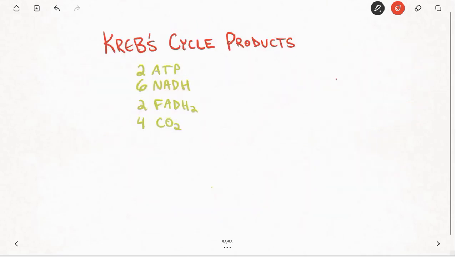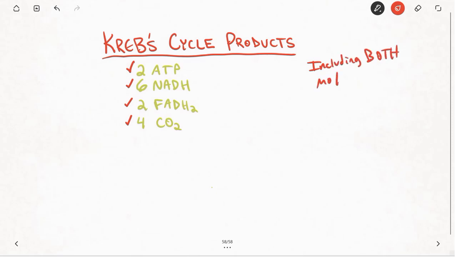So what are the end products here for the Krebs cycle? By the end of the Krebs cycle, we will have amassed 2 ATPs, 6 NADHs, 2 FADH2s, and 4 carbon dioxides. And this is including both molecules. Remember I said you have to take everything times 2? So this is including taking everything times 2 for both molecules that were divided back in glycolysis.